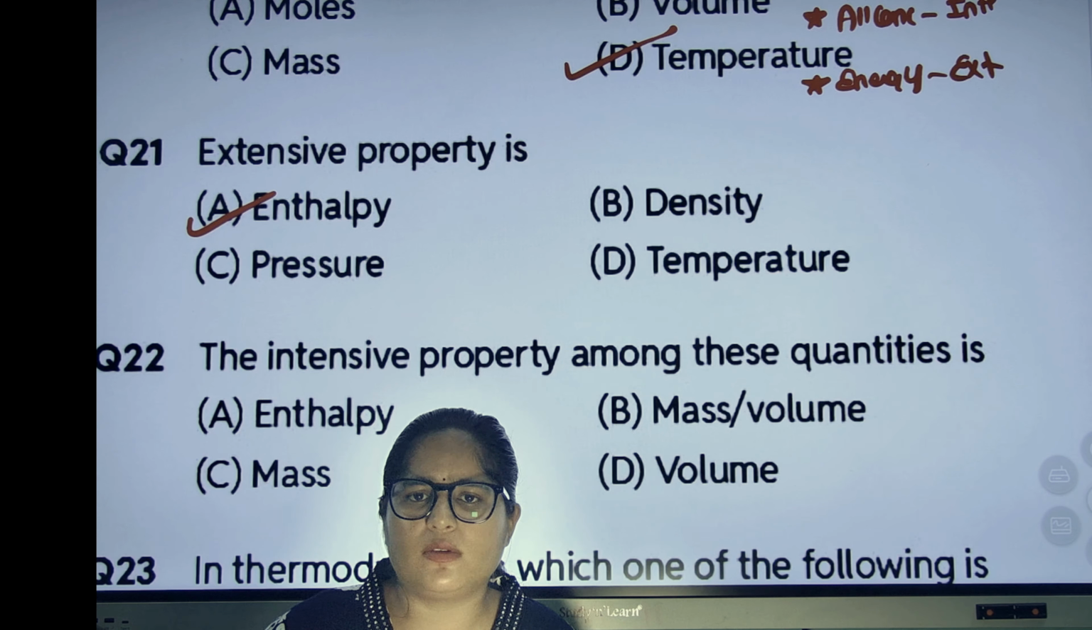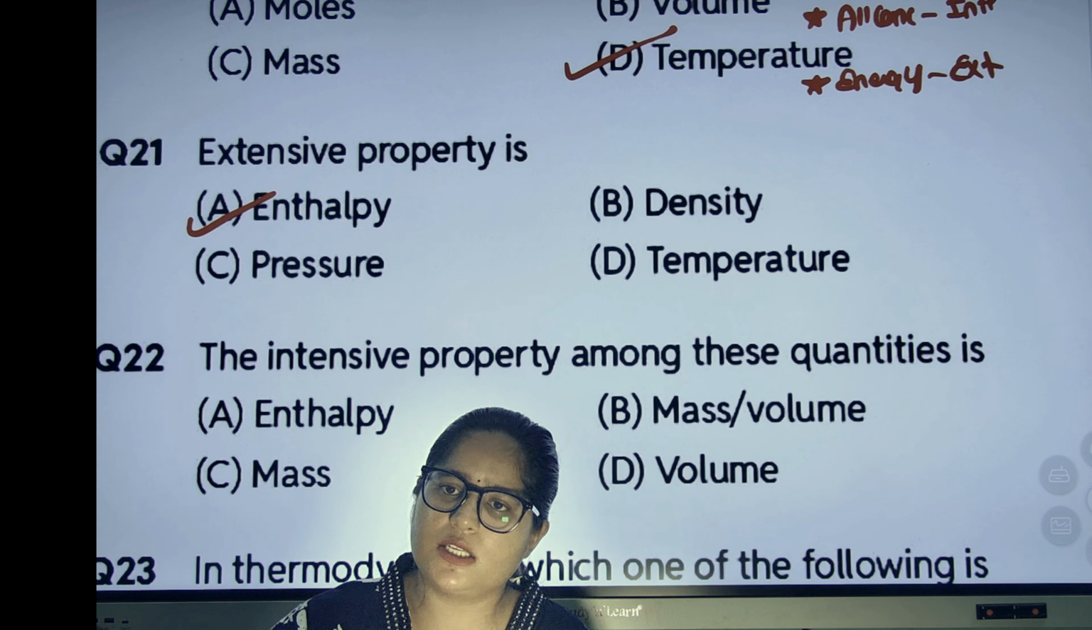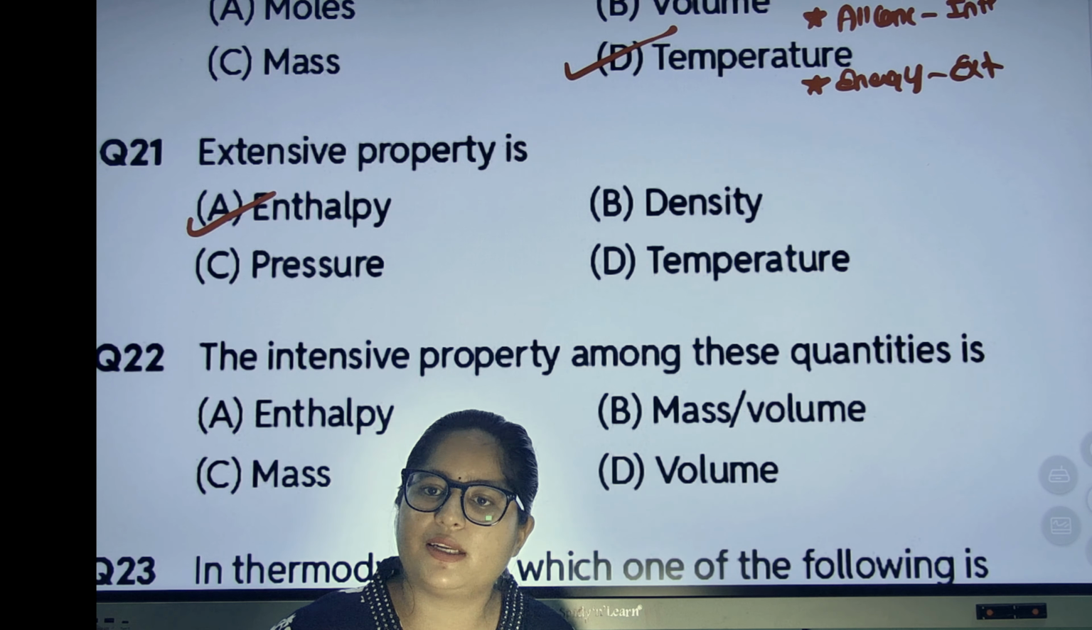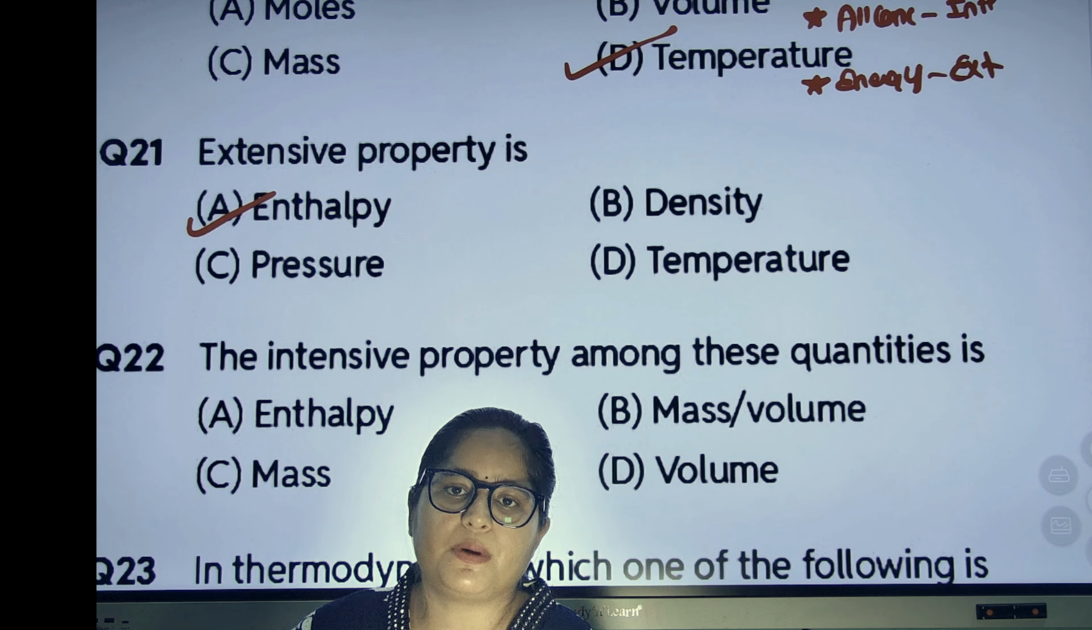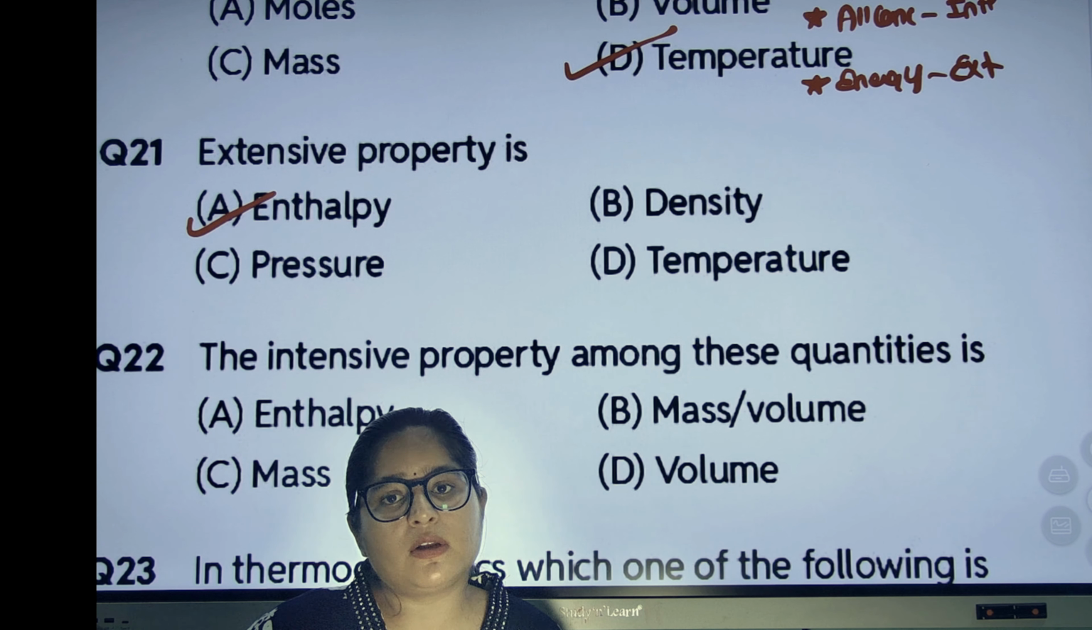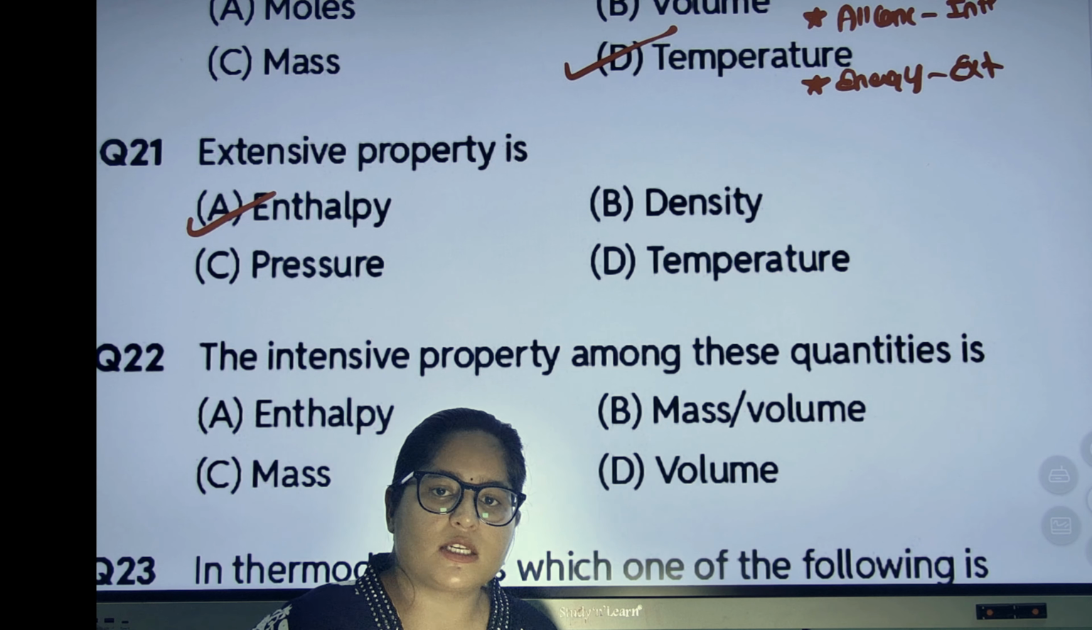Density, density never changes, right? Water density is 1 gram per ml. My house water, your house water, 10 liter water, 30 liter water, density will be 1 gram per ml. It will not change. Okay. Next, pressure. Pressure will not change. Pressure is 1 atm. In my class, 10 students or 100 students, pressure will be the same, not changing. Temperature, just now I have explained, is intensive.